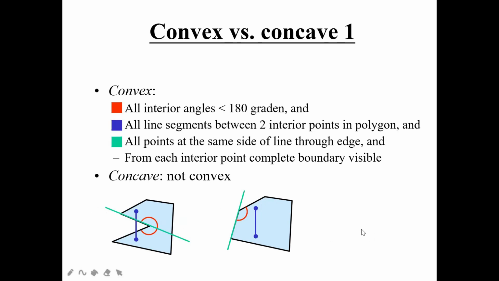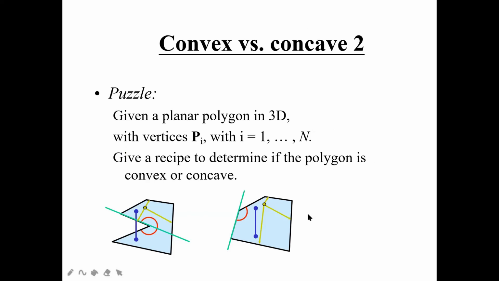Next point, from each interior point you complete the boundary which is visible. So here also you can connect. There are multiple points on your boundary and also inside the polygon. So you can take everything and find out which one is convex and which one is concave. Now we are going to solve the puzzle here.